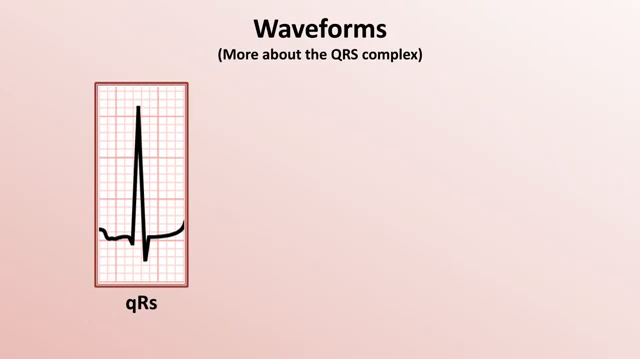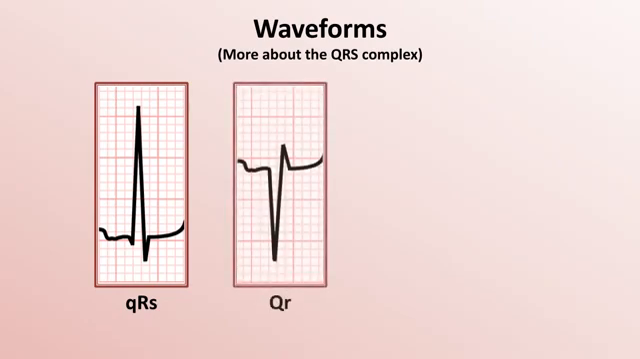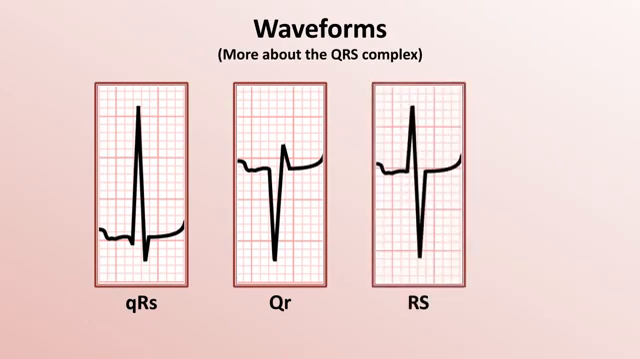Let's look at three more examples. In this case, the initial negative deflection is very prominent, so there is an uppercase Q followed by a lowercase r. As there is no S wave following the R wave on the EKG, the S is left off the letter-based designation. In this case, there is no Q wave prior to the R wave, so that letter is left off the designation this time, and as the R wave and S wave are both equally prominent, they are both written in uppercase letters.